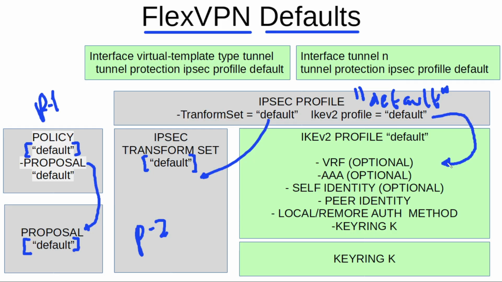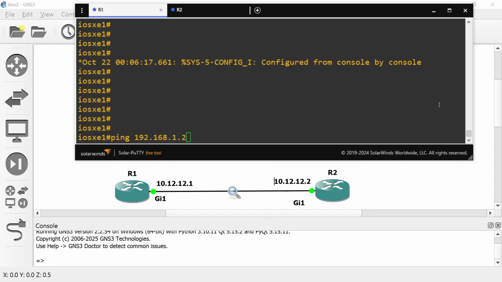There is also a default IPsec profile that references the default transform set and references a default IKEv2 profile. So the only thing that you have to configure is the keyring and an IKEv2 profile that you have to name default. Finally, you have to apply this IPsec profile that is named default to either a particular tunnel interface or to a virtual template.